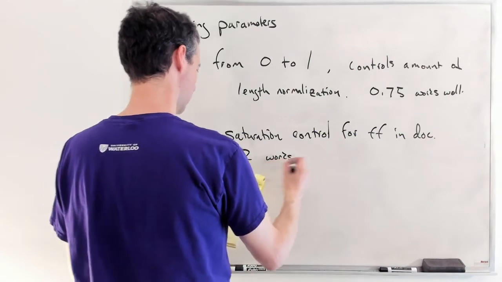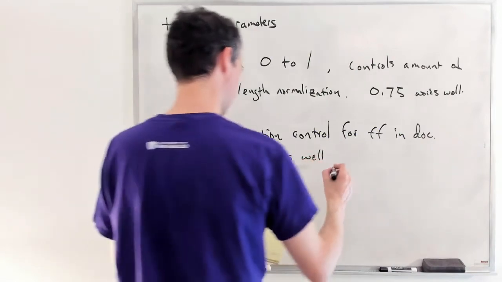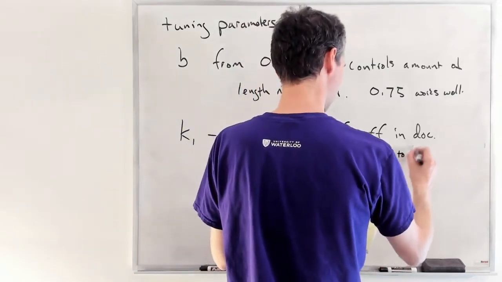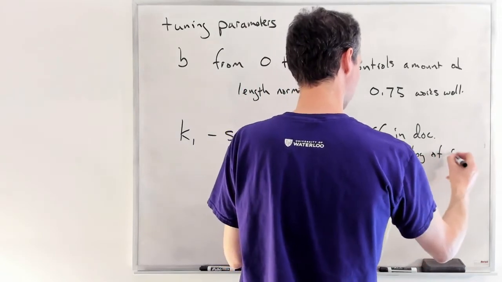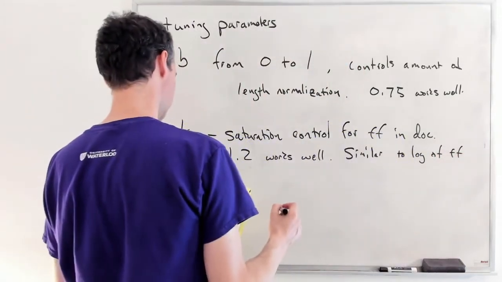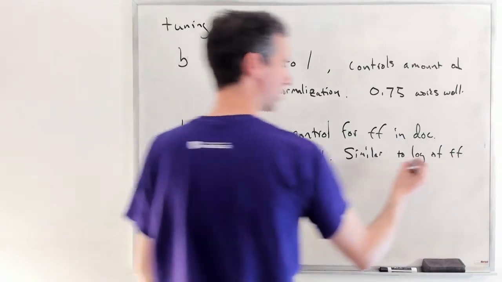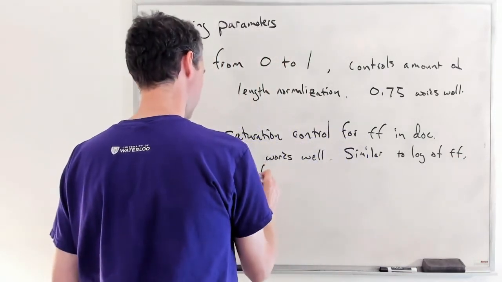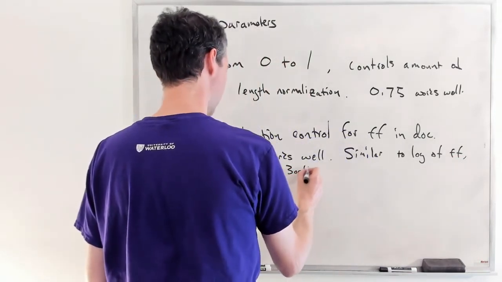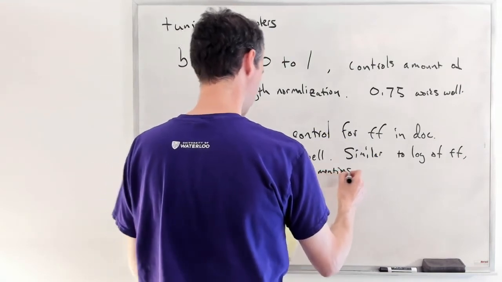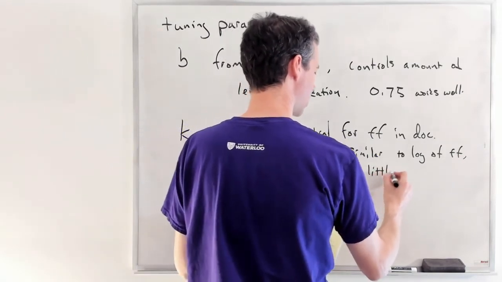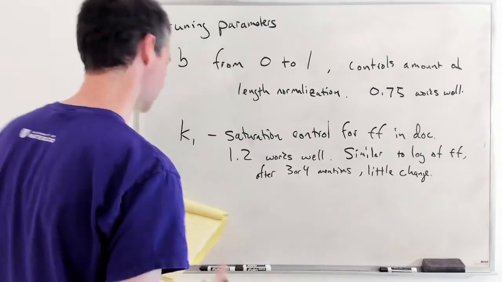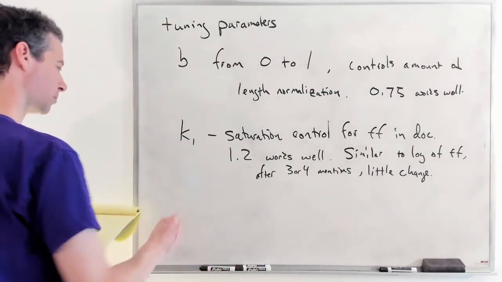1.2 is known to work well. Again, this is based on the textbook. I'm going to say right now that what this is all about is similar to the use of log of the term frequency that we've seen previously. It's not the same thing, but it's similar. And the net effect is that after 3 or 4 mentions of a term in a document, there's little change in this value. Little change to the notion of the value of having a word occur more frequently.